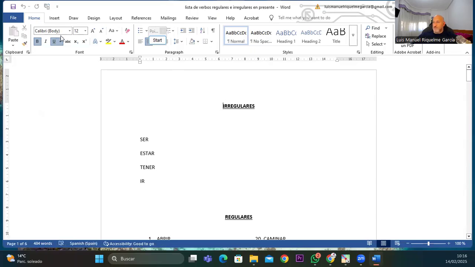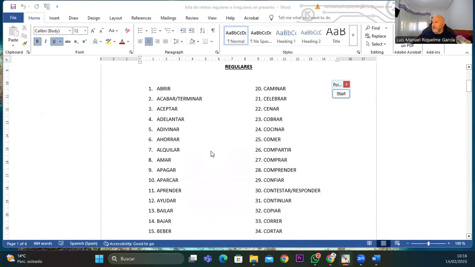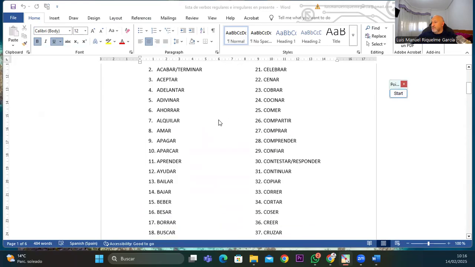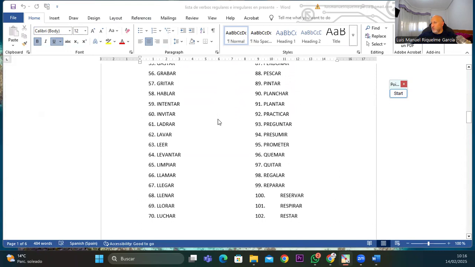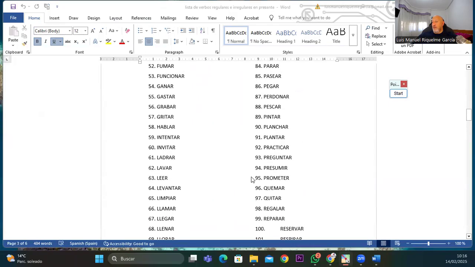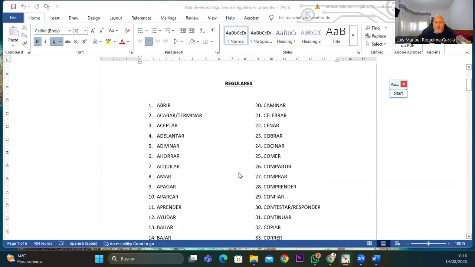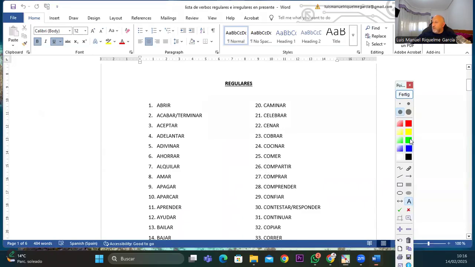This document has a long list of verbs. First, it gives you the 4 main irregular verbs, and we have already seen them. Ser, estar, tener, and ir. Let's focus on the regular verbs. Here we have a long list of 127 verbs, and all of them are regular verbs. So you can trust that all these verbs will follow those endings that I have just given you. Let's go through them.